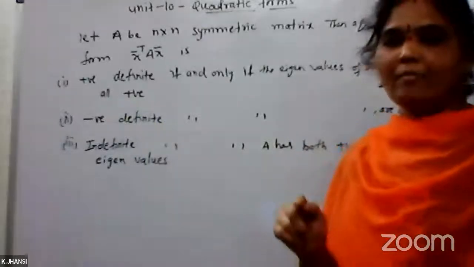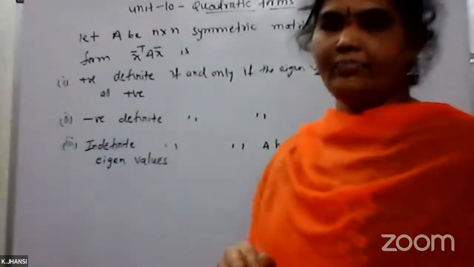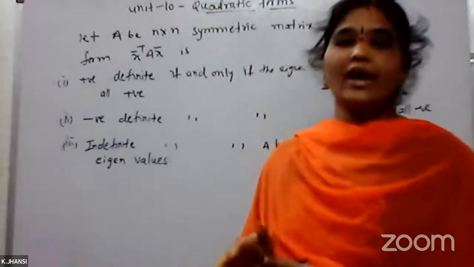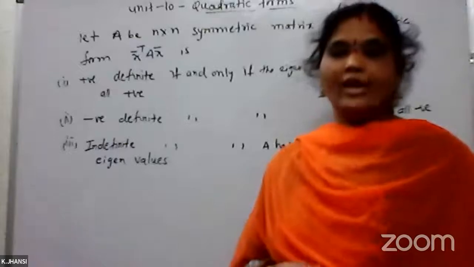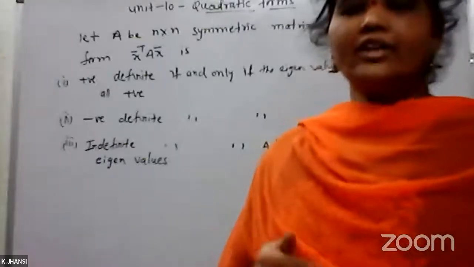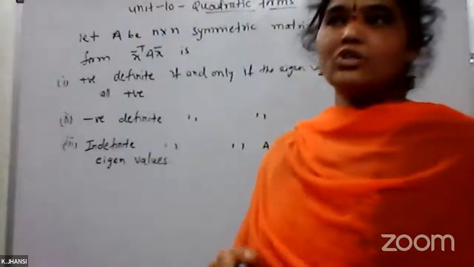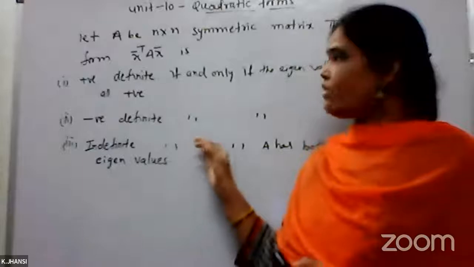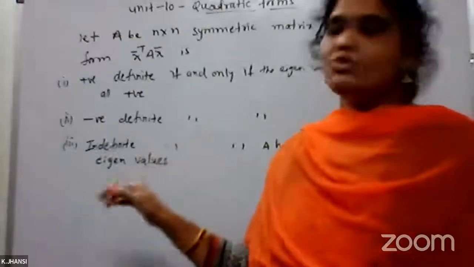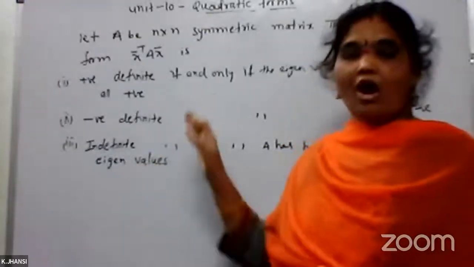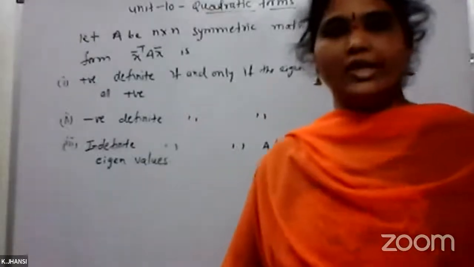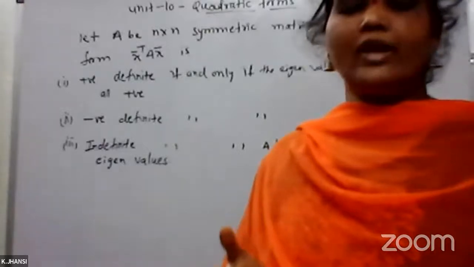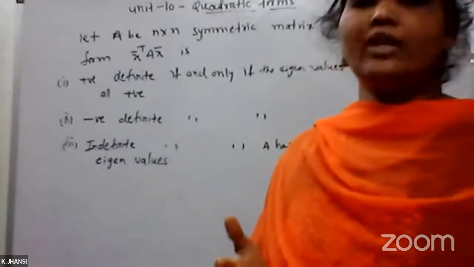The polynomial you get when you take the determinant of A minus lambda I and equate it to 0, after factorization, gives you the roots. We know the characteristic roots are called eigenvalues. You may get 2 or 3 depending on the order of the matrix. If it is a 3 by 3 matrix, you will get 3 roots. If it is a 2 by 2 matrix, you will get 2 roots.